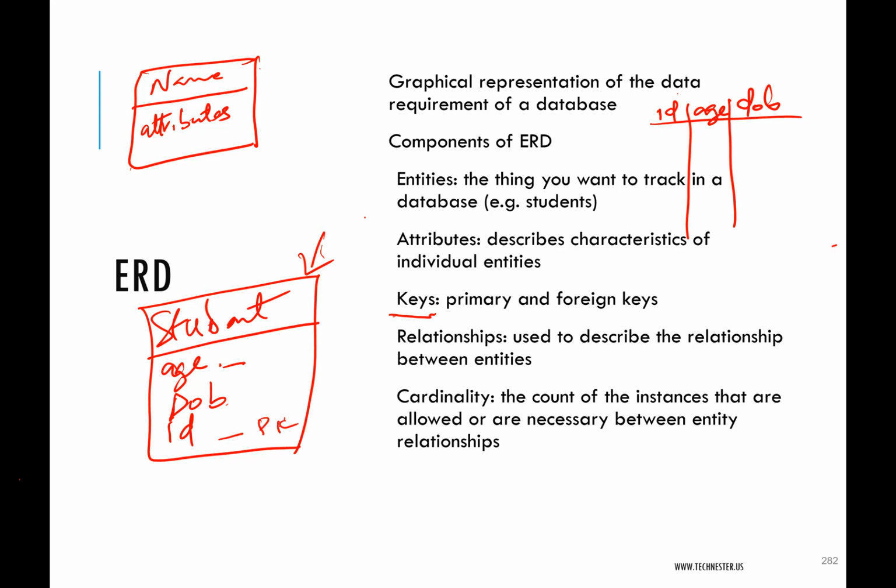One or more of them as primary key. And if you have a foreign key there, you can specify. So if we say ID is the primary key, it means ID is what we would use to search for the student. ID is going to be unique in this database. So no two students can have the same ID.